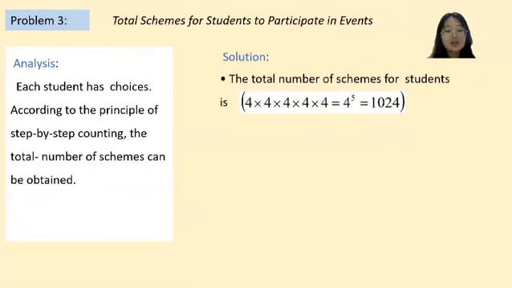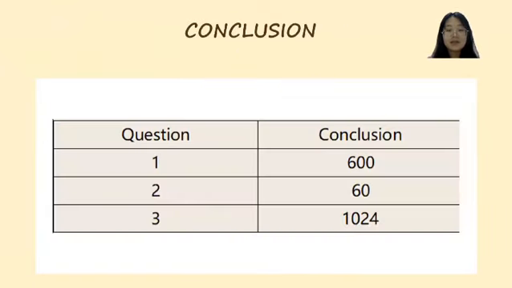The third question is about the total number of schemes for students to participate in events, since each student has 4 choices. According to the principle of step-by-step counting, the total number of schemes for 5 students to participate in events is 4 times 4 times 4 times 4 times 4 equals 1024. This is the conclusion.